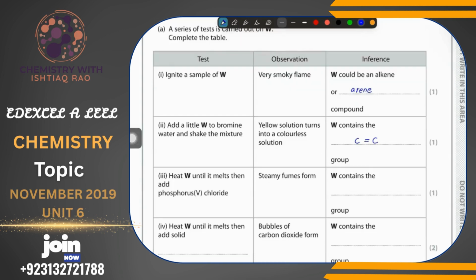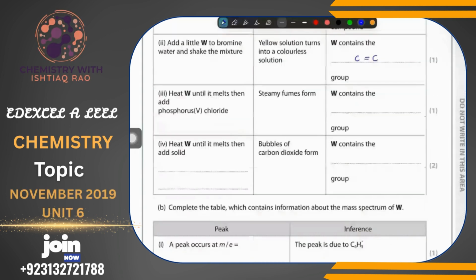Heat W until it melts. When you add PCl5, steamy fumes form. PCl5 reacts with an OH group, a hydroxyl group.